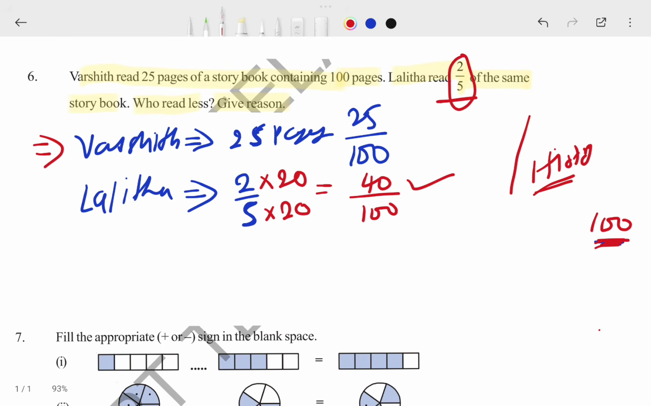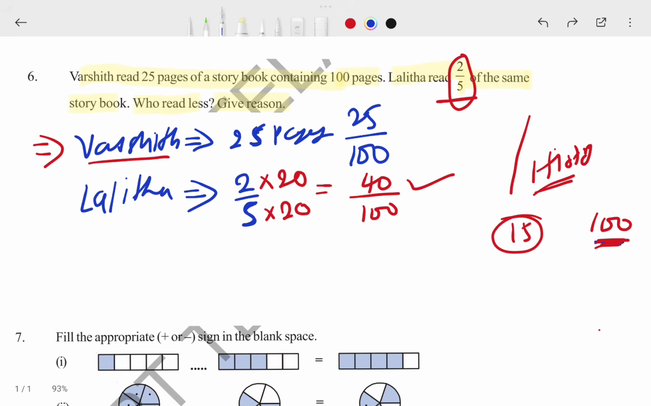So we read less number of pages, like 15 pages. Varshita read 15 pages less. So who read less? Generally Varshita only read less. Why? Because out of the 100 pages, your sister read 40 pages. Out of the 100 pages, Varshita read only 25 pages. So who read less number of pages? Varshita. Okay, Varshita read less number of pages, because your sister read 40 pages.